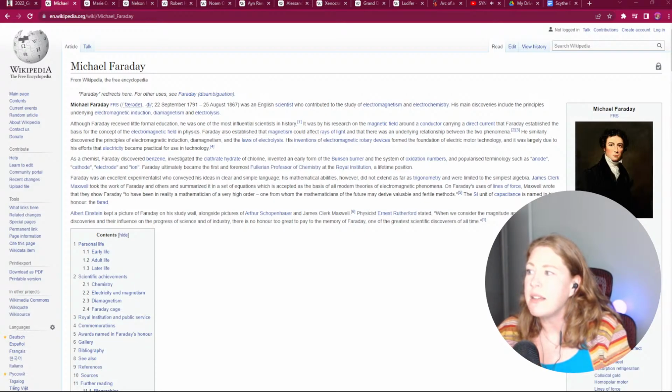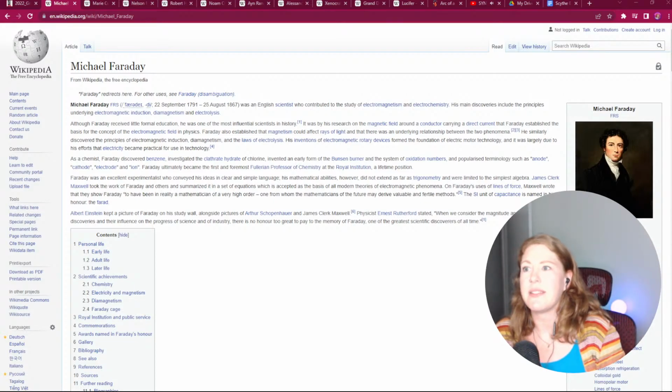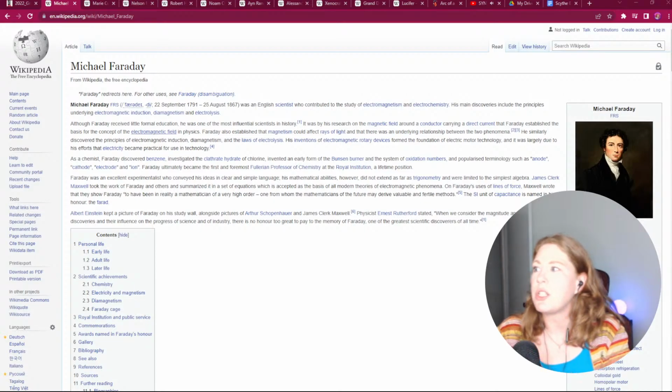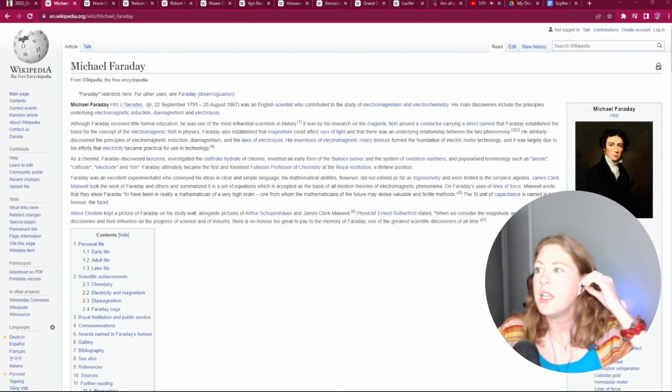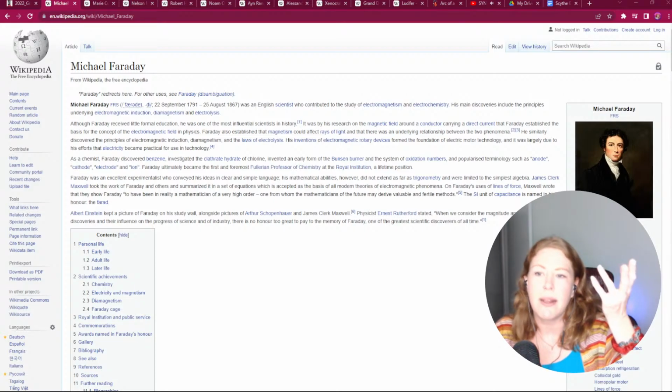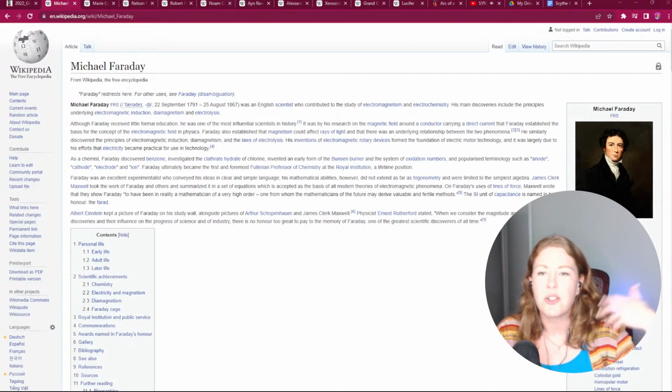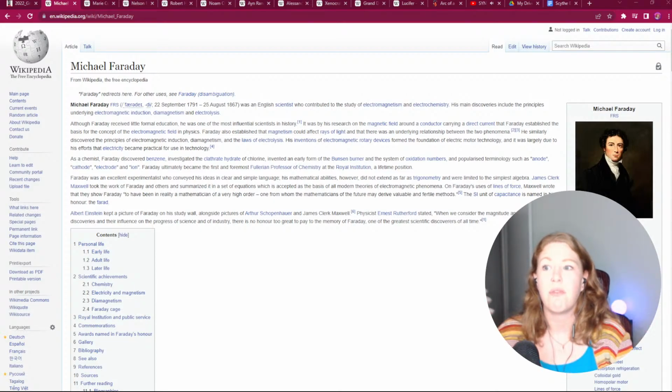He similarly discovered the principles of electromagnetic induction, which we just said, diamagnetism, and the laws of electrolysis. His inventions of electromagnetic rotary devices formed the foundation of electric motor technology, and it was largely due to his efforts that electricity became practical for use in technology. So he was really prominent in electromagnetism, electricity. He was like a breakthrough scientist in the field who gave us a lot of what we do today.